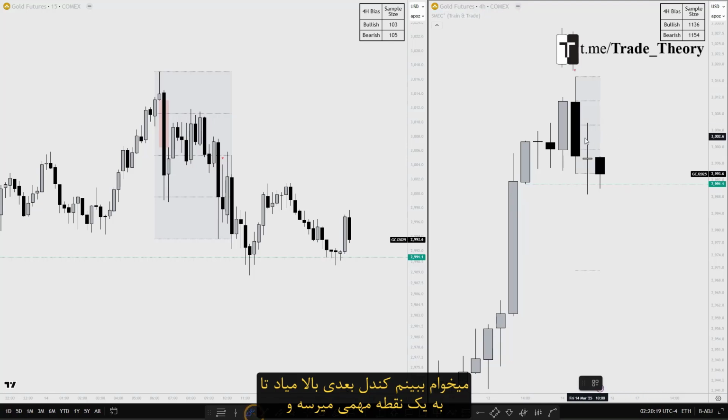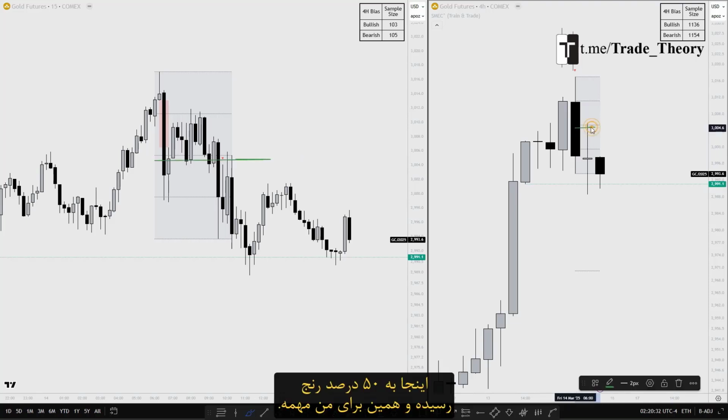What I'm looking to do is I'm looking on the next candle for the market to push up into some sort of reference point, or ideally around the 50%. This is typically kind of like what I'm looking for. So again, here on the 15-minute, that's essentially what I'm watching for.